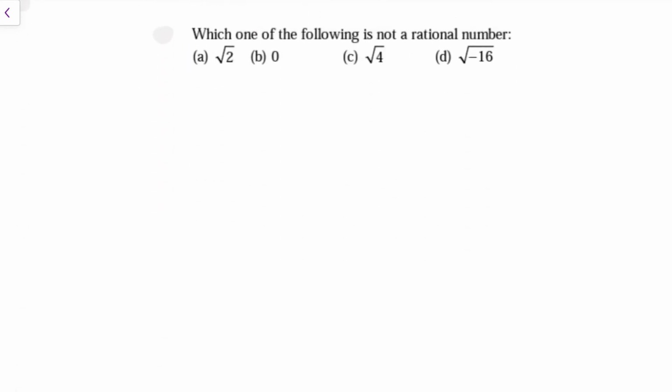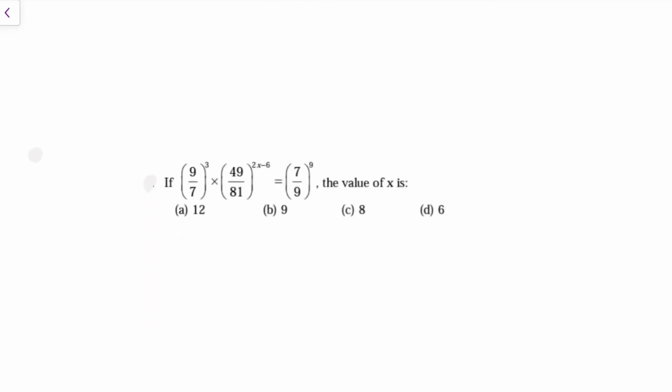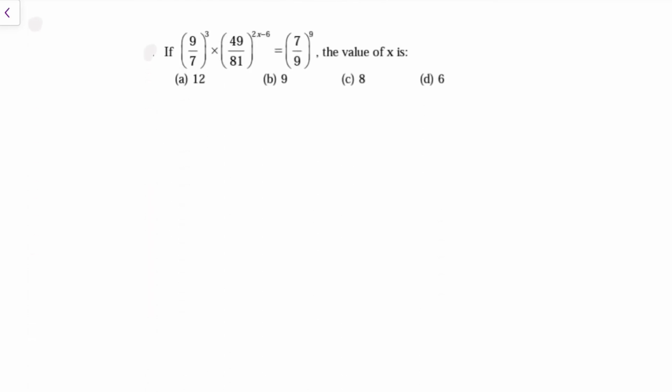Next, which one of the following is not a rational number? Here root 2 is not a rational number, 0 is a rational number, root 4 is a rational number. This is not a rational number. Why I am saying this so fast is because this is already completed. I think this is the third time I am getting this question. I am extremely sorry for that, because by mistake maybe I added the same question more than once. Anyway, just one or two questions came like that, so no need to worry about it.